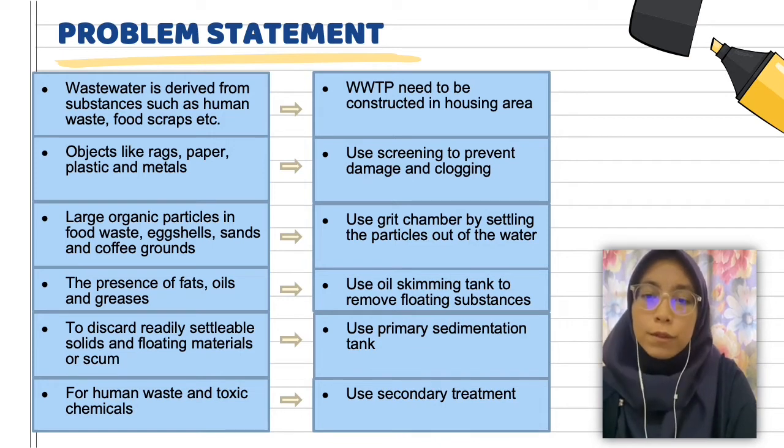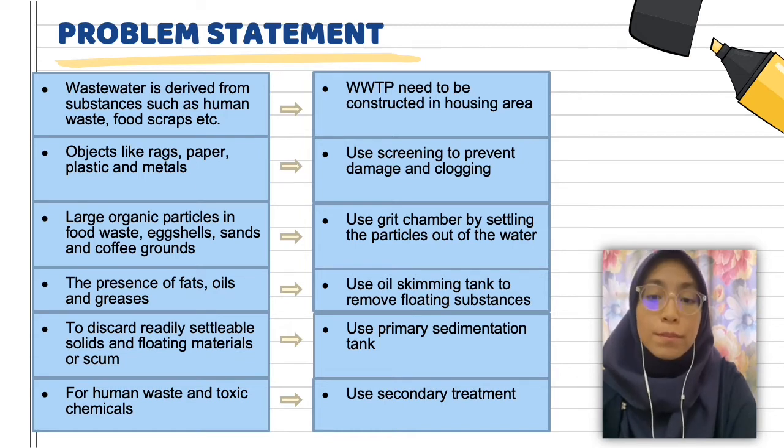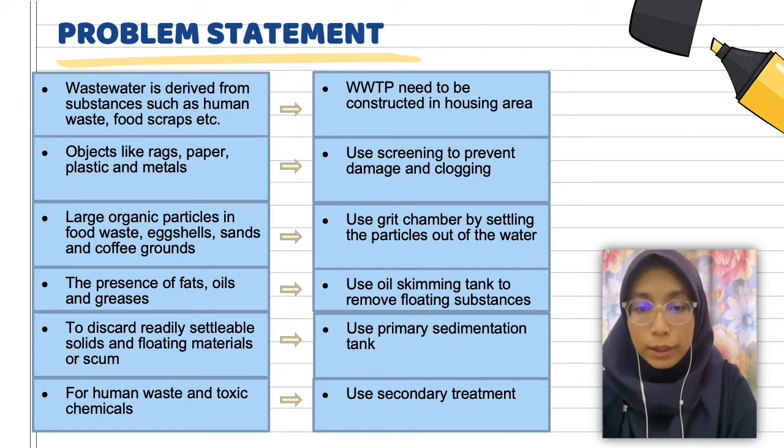The presence of fats, oil, and grease derives from the discharge of animals, kitchens, and industry. However, some industries like oil palm produce huge quantities of oil and grease that need to be screened out. So, we choose to include an oil skimming tank as preliminary treatment to remove floating substances like oil, grease, fat, soaps, and fruit skin. Then, to discard readily settleable solids and floating materials or scum from the wastewater, we include a primary sedimentation tank in our treatment.